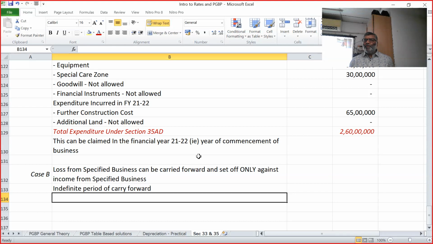Case C, that is the exception. There is already a hotel in Kanchipuram which was established in 1980 itself, which has an income of 50 lakhs. This is the exception to whatever we have written. That is the same business, but not qualifying under 35 AD. That's all. So here CBDT has clarified, you can set it off.